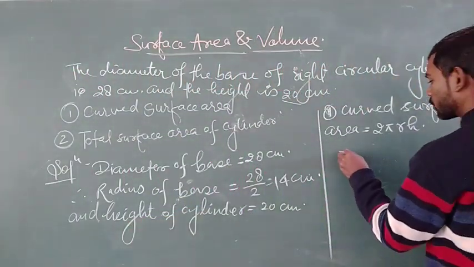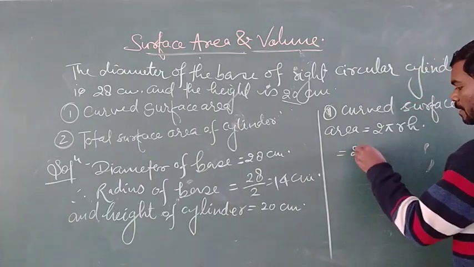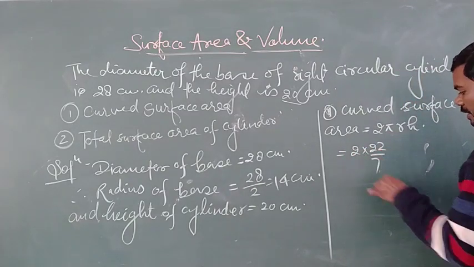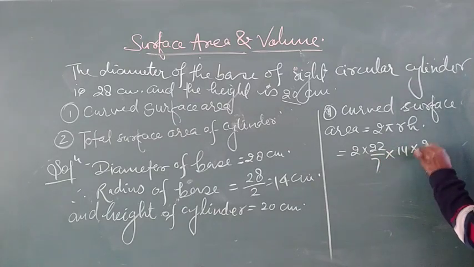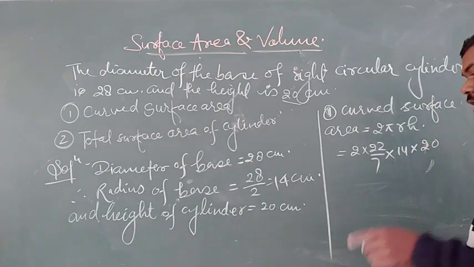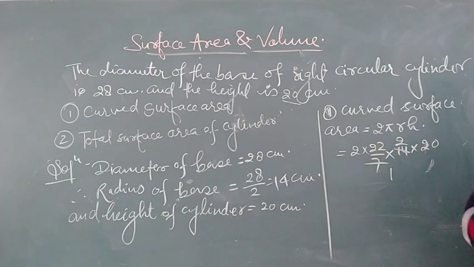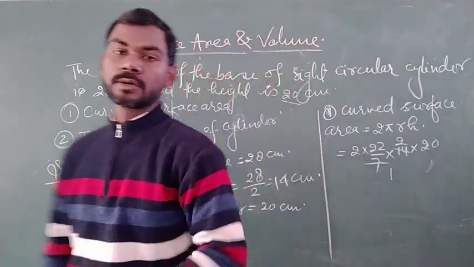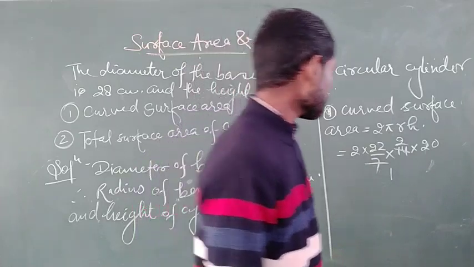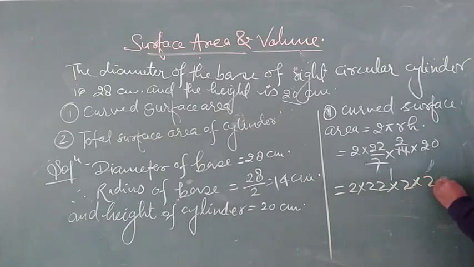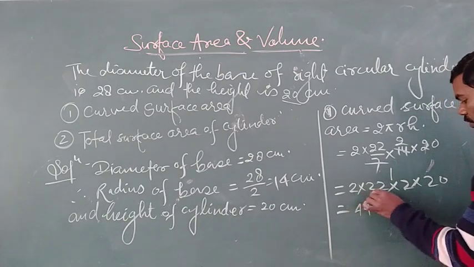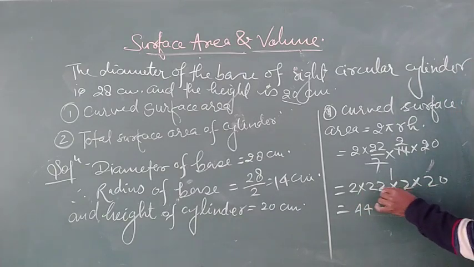Okay, so now put the value. 2 will remain same. The value of pi is 22 upon 7. The value of r is 14 and h is given as 20. Okay, now we solve. 7 1 is 7 and 14 is 7 2. So we get 2 into 22 into 2 into 20. So when we multiply, we get 22 into 2 is 44 and 44 into 20 is 880.